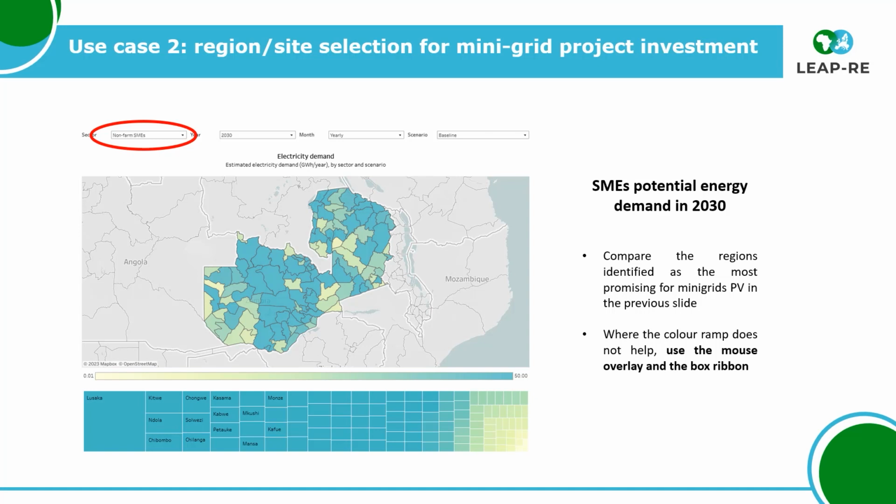Interestingly, when the colors of the maps are not yet sufficiently clear to get an understanding of which regions emerge as the dominant ones, it's also possible to overlay with the mouse and also use the box ribbon to see visually a pop-up which will display the underlying numerical value. For instance, in this dashboard, as you can see from the title, the unit is gigawatt hour per year. So just overlaying the mouse on a given region or a given ribbon, we will see how many gigawatt hours per year are estimated for non-farm SMEs in 2030 for the baseline scenario.